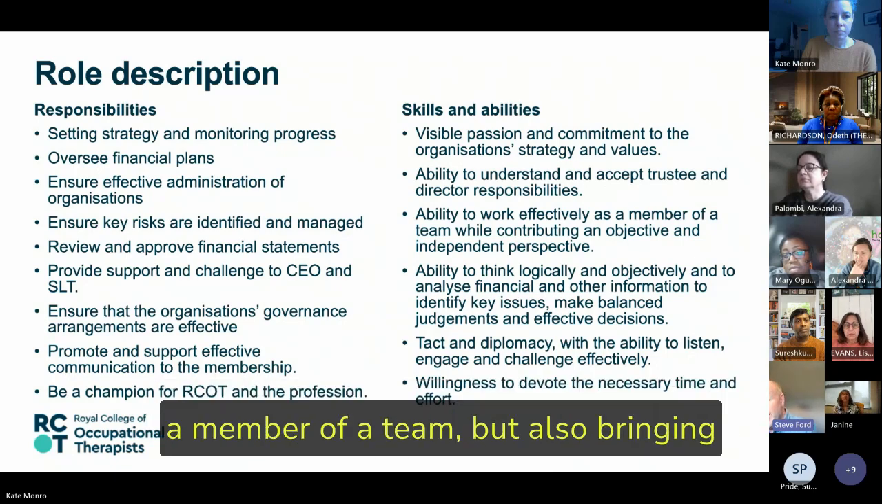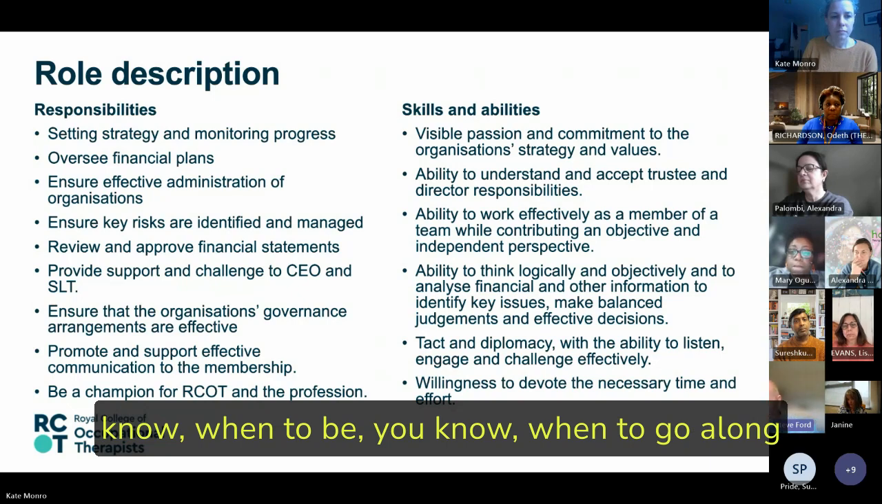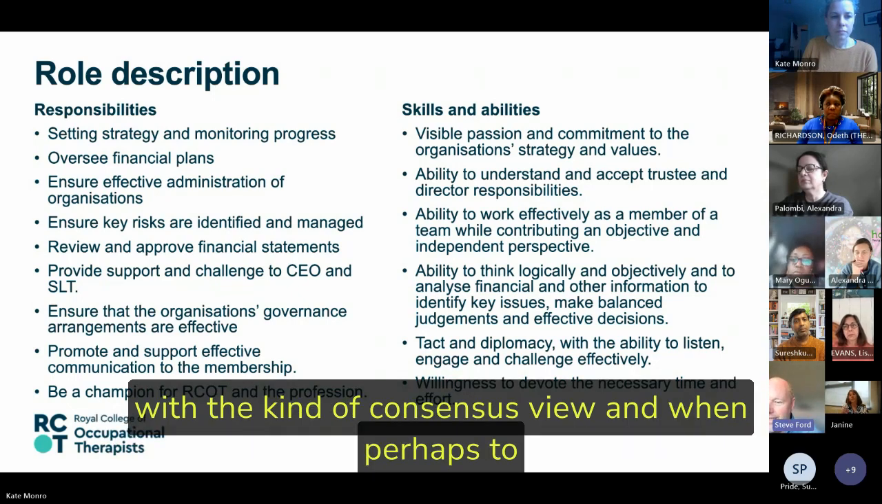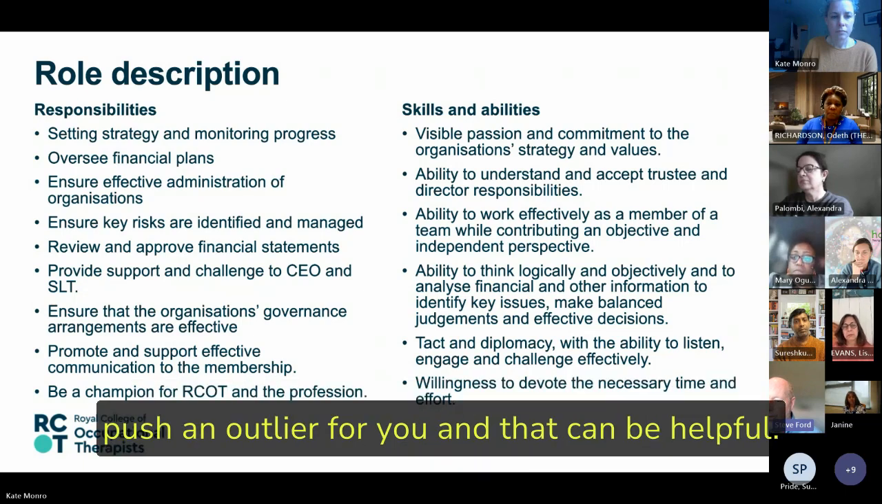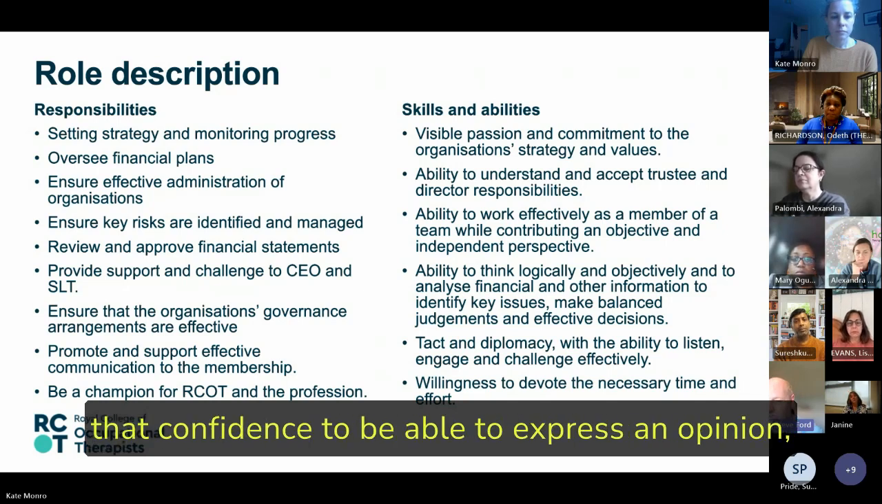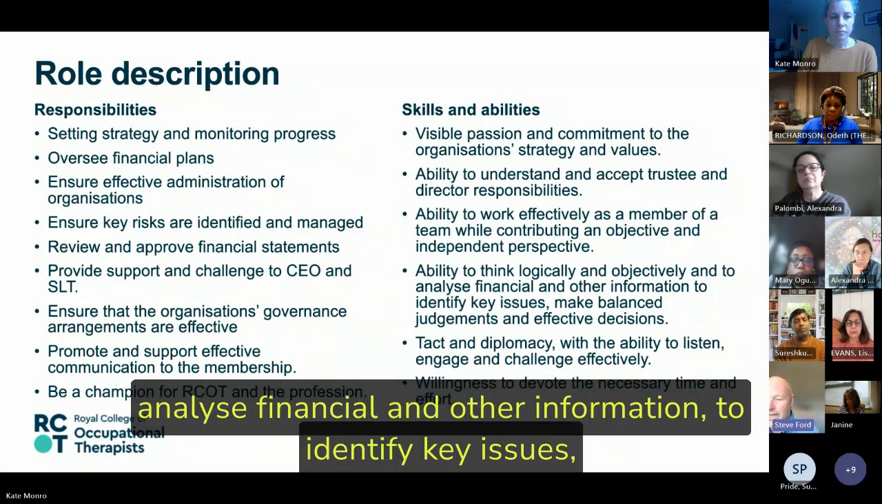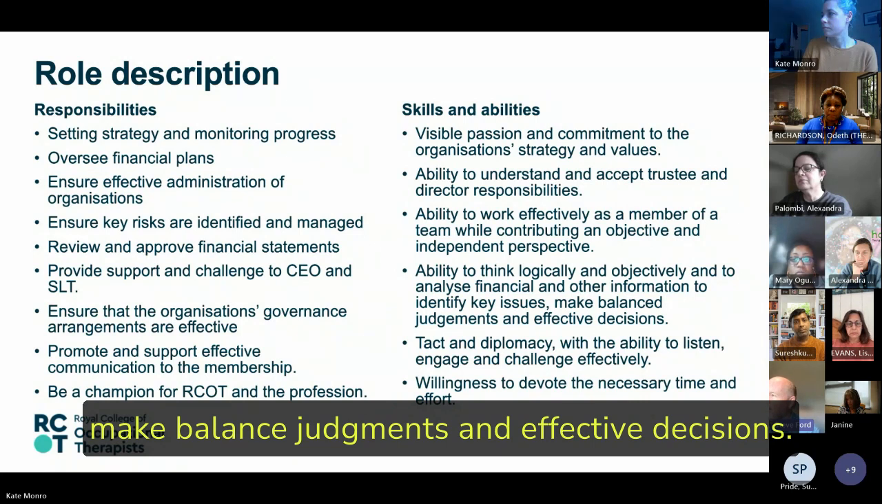Working effectively as a member of a team, but also bringing that objective and independent perspective. Again, that's a test, knowing when to go along with the consensus view, and when perhaps to push an outlier view, and that can be helpful. So I think that confidence to be able to express an opinion is important, along with an ability to think logically and objectively, and to analyze financial and other information to identify key issues, make balanced judgments and effective decisions.